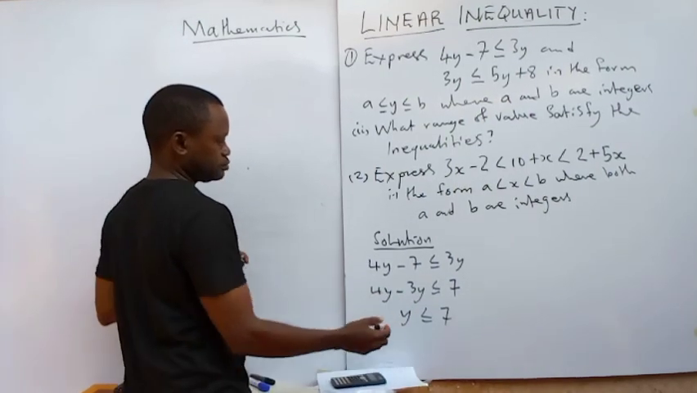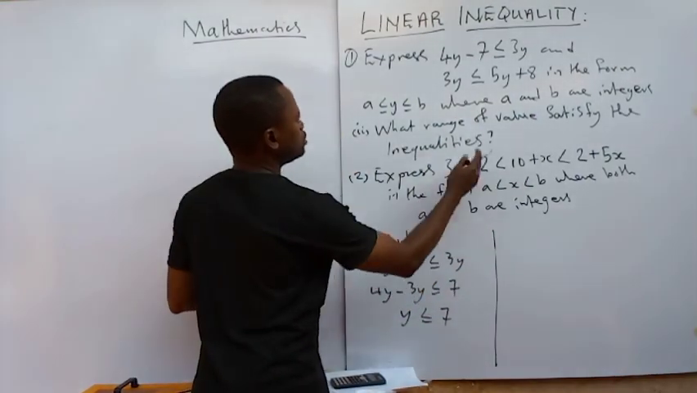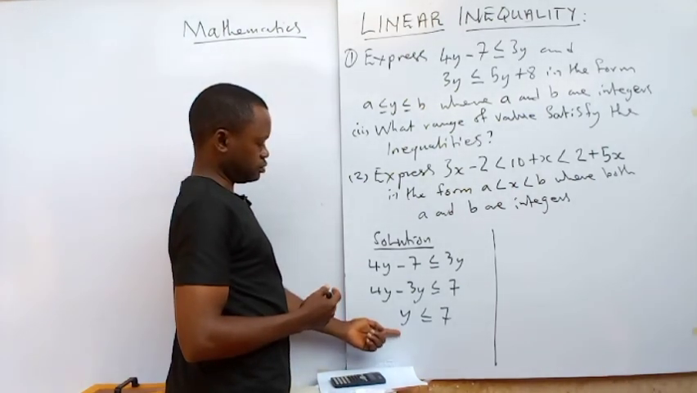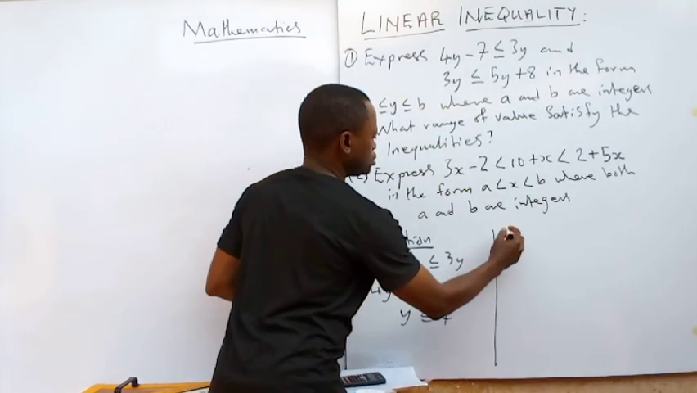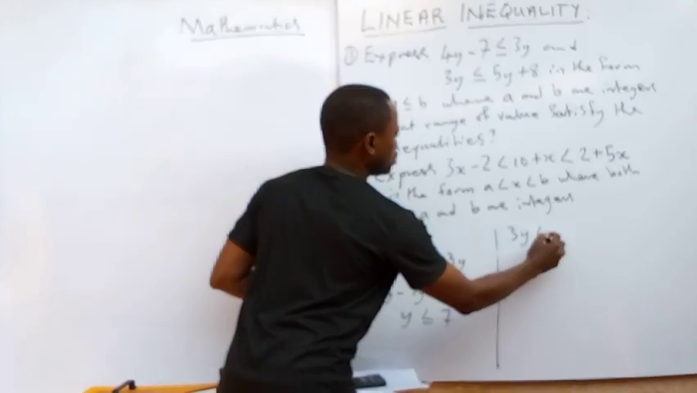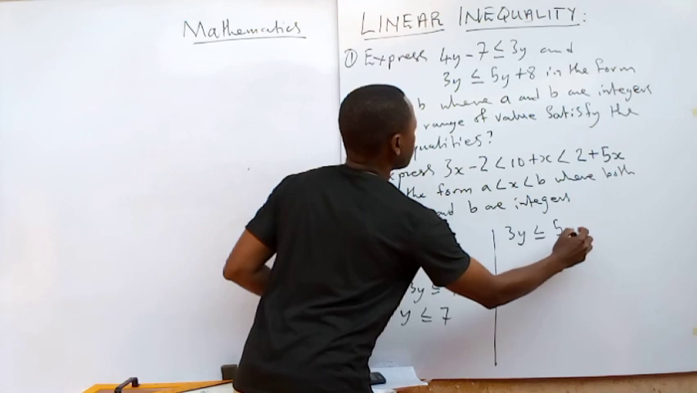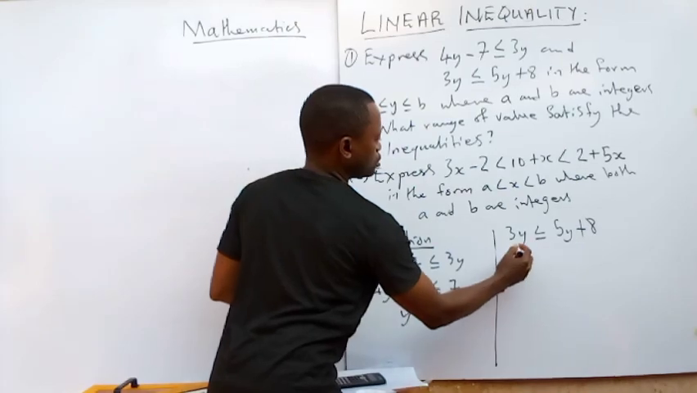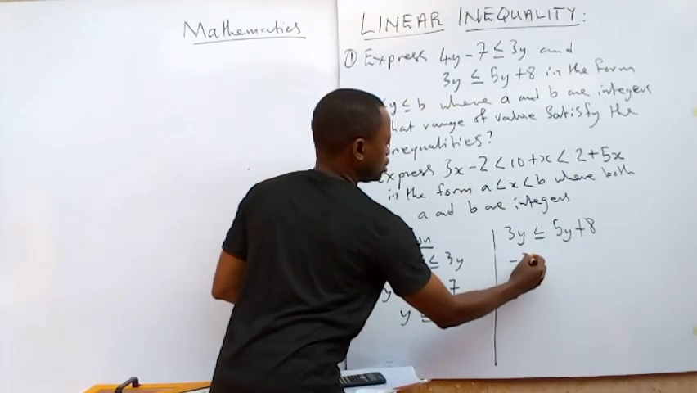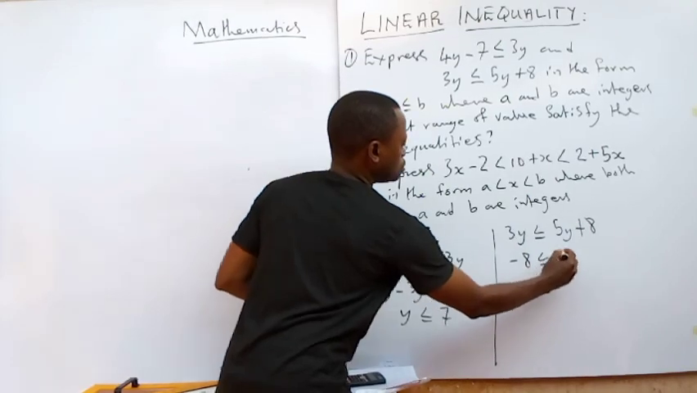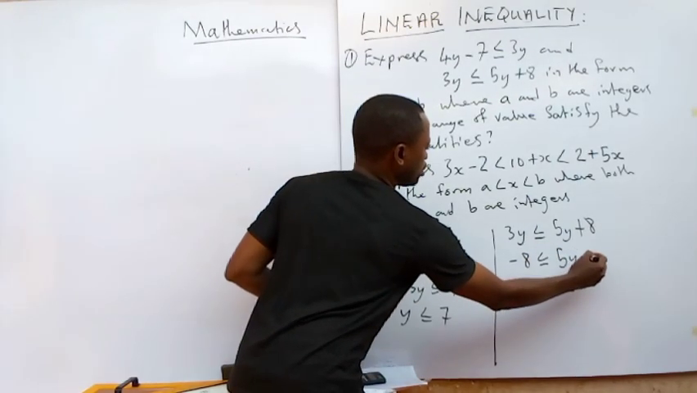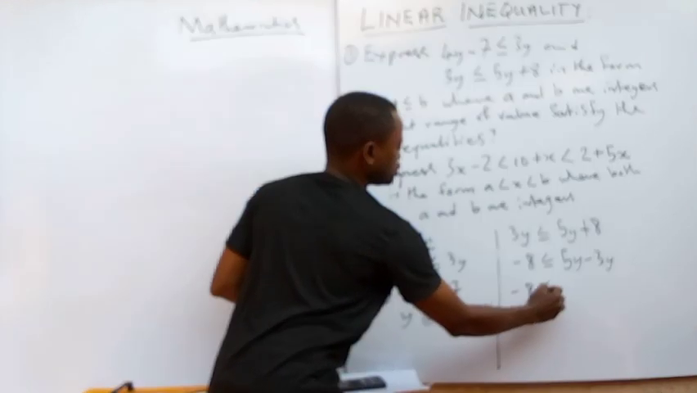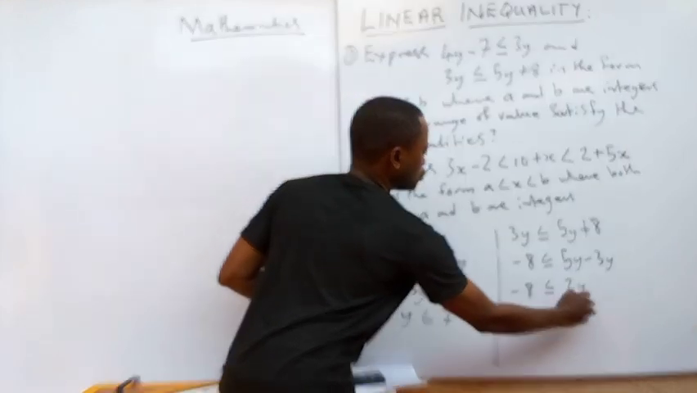So I will keep that and then check out what is happening in the second part, which says 3y is less than or equal to 5y + 8. I can rearrange this and bring 8 over here to be -8 less than or equal to 5y, then this will be -3y. So I have -8 less than or equal to 2y.